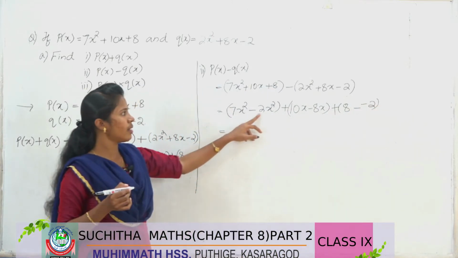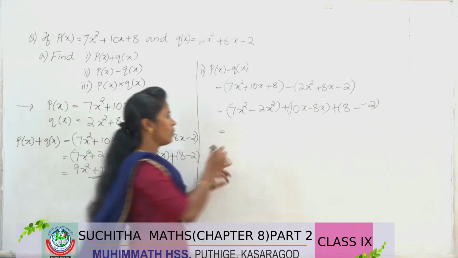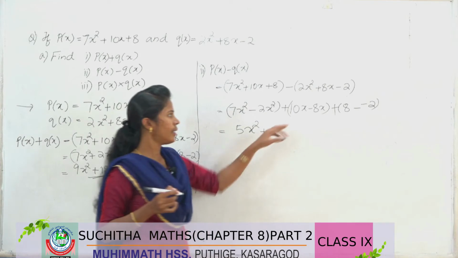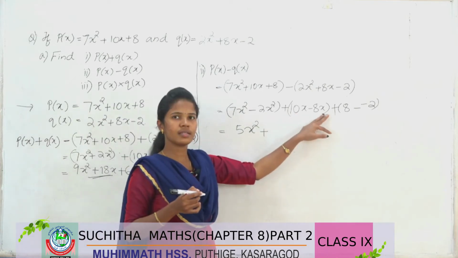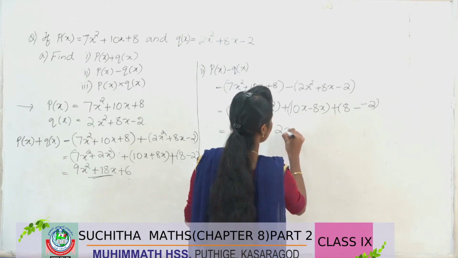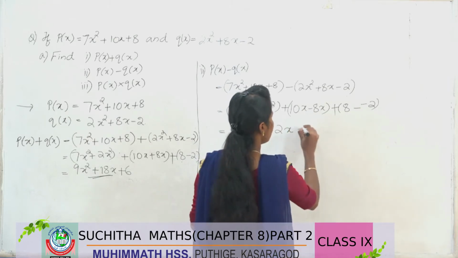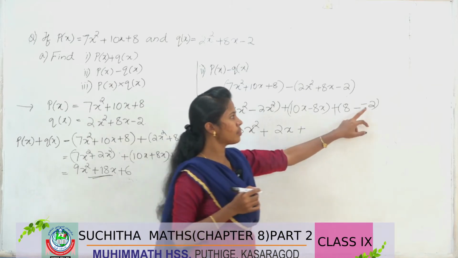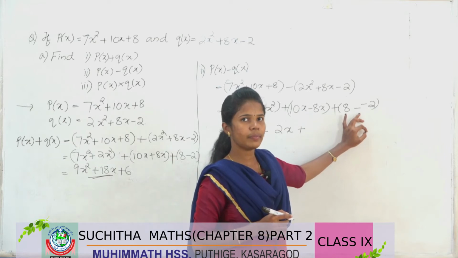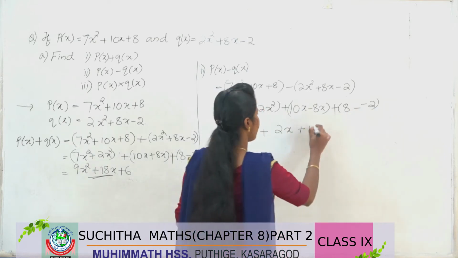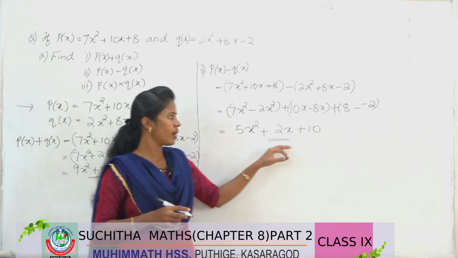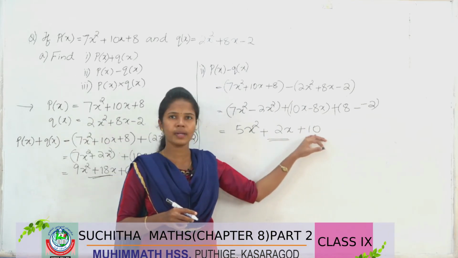7x square minus 2x square is 5x square, plus 10x minus 8x is 2x, plus 8 minus minus 2. So minus minus becomes plus. So 8 plus 2 is 10. So P of x minus Q of x is 5x square plus 2x plus 10.